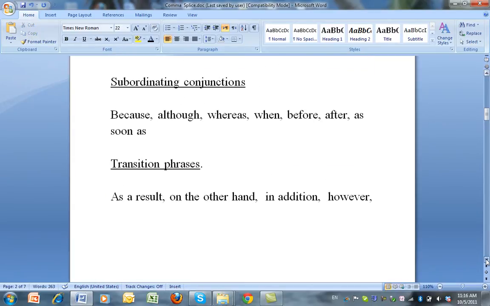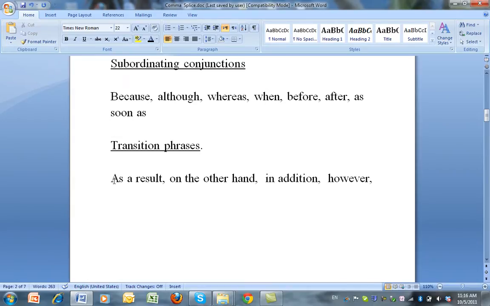And the next tool is the transition phrases. Phrases like as a result, on the other hand, in addition. This one shows effect, this one shows contrast, this one just shows in addition, meaning added information, and this one shows contrast, just like on the other hand.